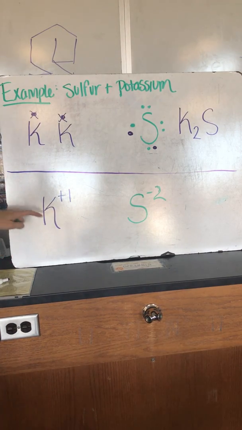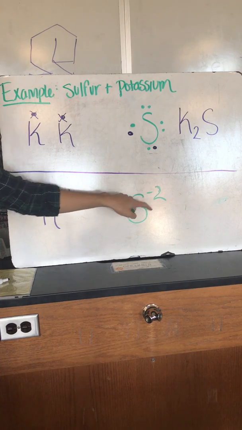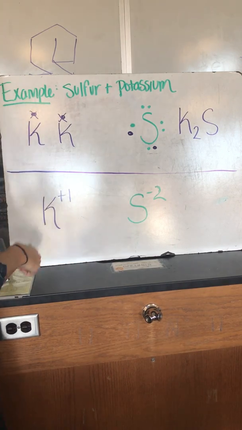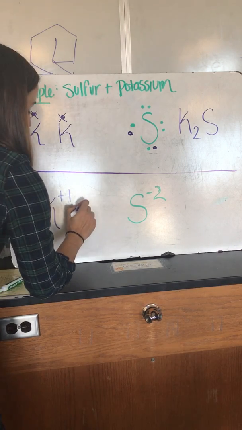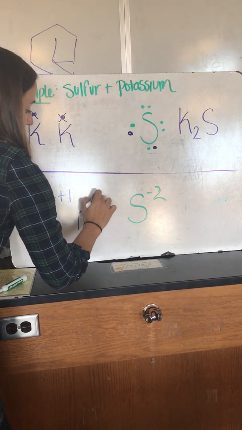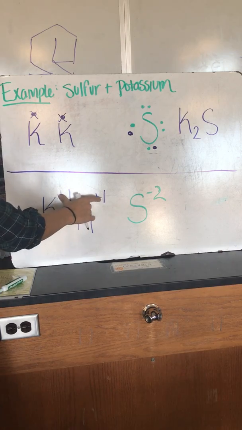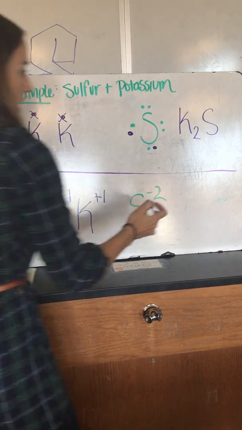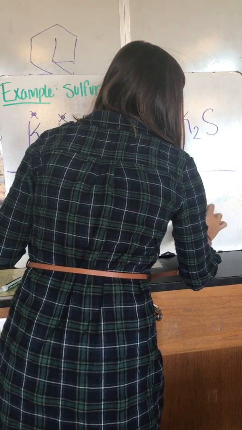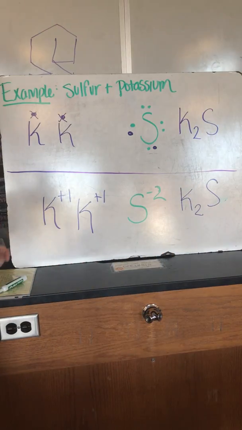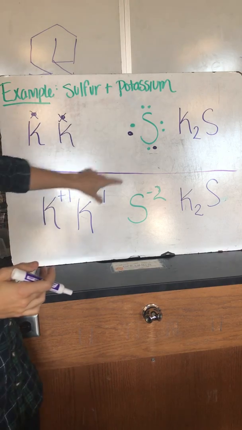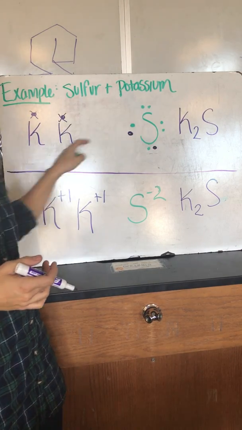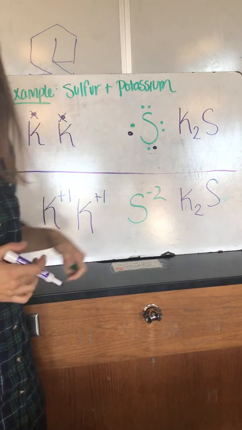So right now, I have +1 over here and -2 over here. I cannot change these two. However, what I can do is add another potassium. So this one then gives me +2 and -2, and those cancel out, and I'm then left with K2S. So now I have both of these in 2 different ways. I've shown that I can have 2 Ks combined with 1 S.